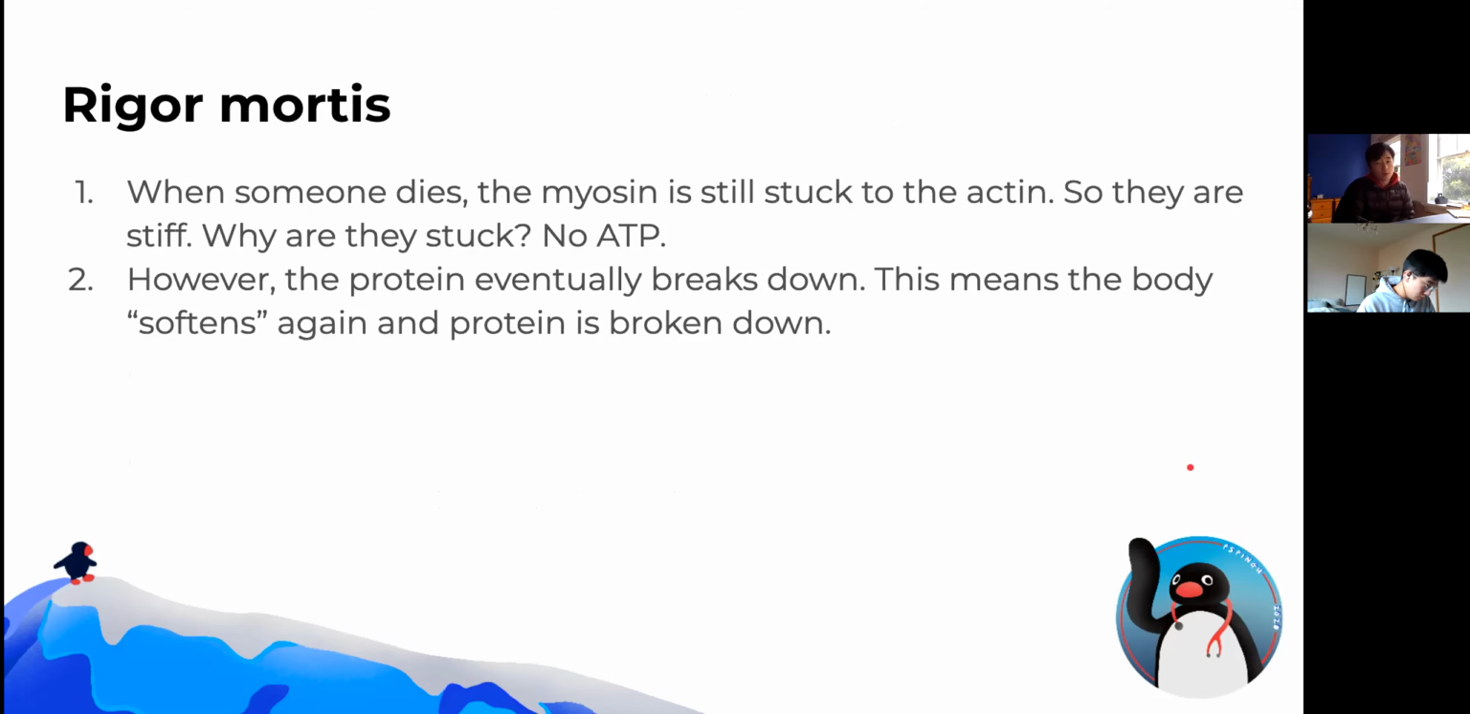And what does rigor mortis mean, right? It's an application of all of these ideas. When someone dies, the myosin is stuck to the actin. Remember what we said about how ATP is needed to unlock, to get the myosin off the actin. If someone has passed away, they're not producing any more ATP. So therefore, what does that mean? There is no more ATP for the myosin to become unstuck.